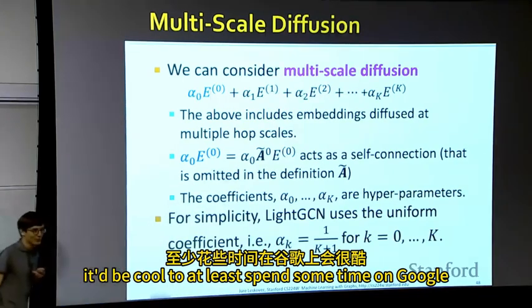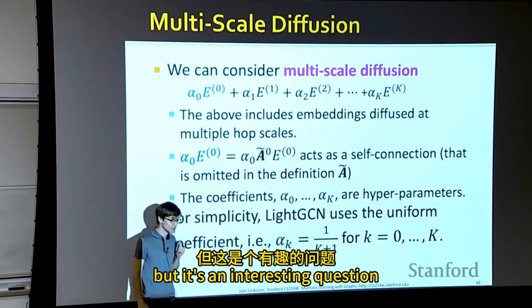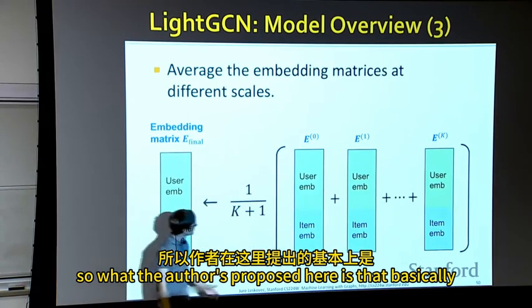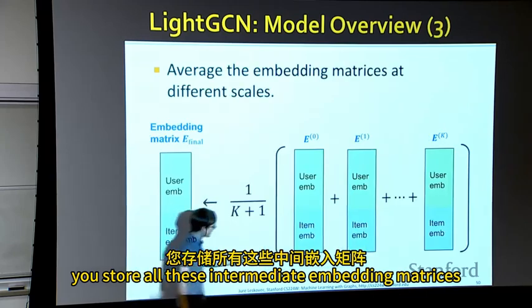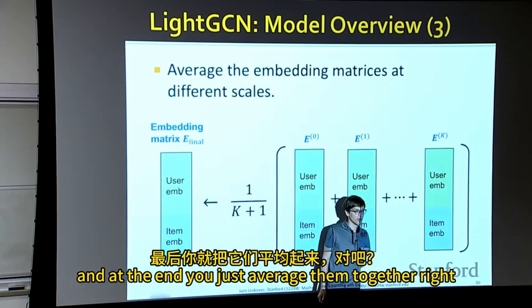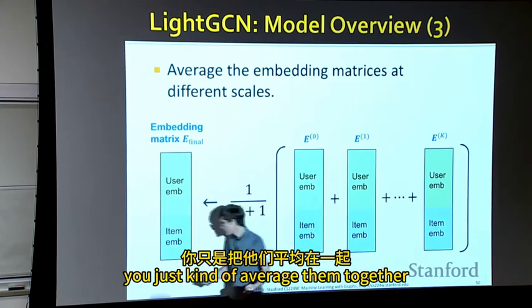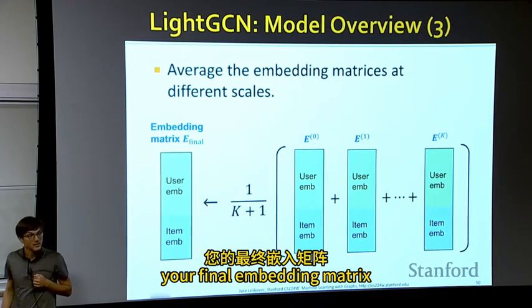It'd be cool to at least spend some time on Google Scholar and see if anyone has tried to do that. But it's an interesting question. So what the authors propose here is that basically you store all these intermediate embedding matrices, and at the end you just average them together, right? This is this uniform alpha, right? You just kind of average them together, and that gives you your final embedding matrix.